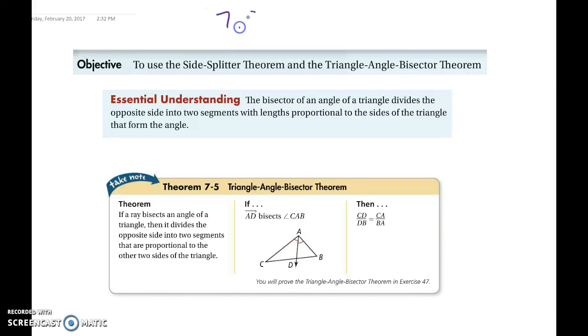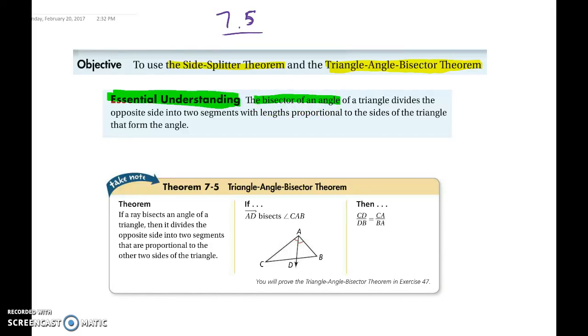All right, so now we're on the last video of section 7.5. And remember, in this section, we were going to use the side splitter theorem and the triangle angle bisector theorem. We've already done the side splitter theorem and the corollary. Now we're going to strictly focus on the triangle angle bisector theorem. So that's our essential understanding today. It's going to be using the bisector of an angle.